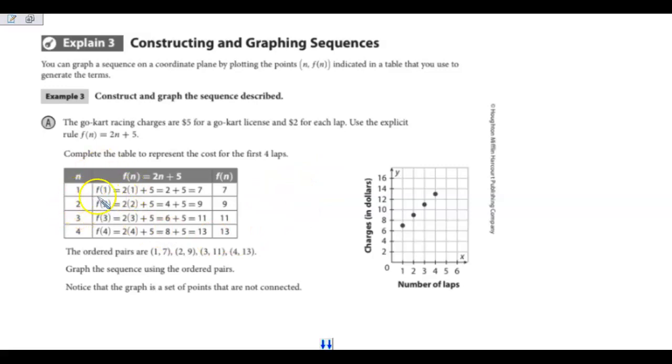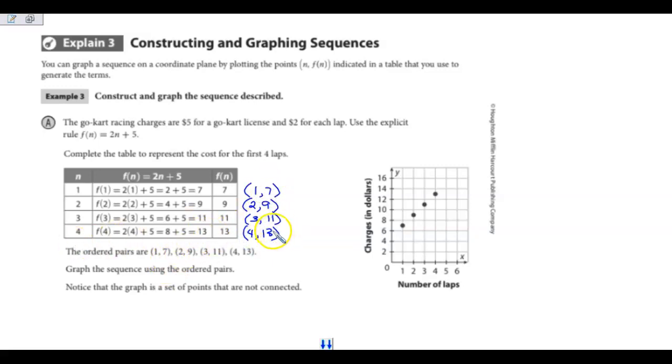So in our first term, replace n with 1. 2 times 1 is 2. 2 plus 5 is 7. And so my term is 7, and my ordered pair is going to be 1, 7. The second term, replace n with 2. 2 times 2 is 4. 4 plus 5 is 9. 9 is my second term. So my ordered pair is 2, 9. The third term is 11. And the fourth term is 13.